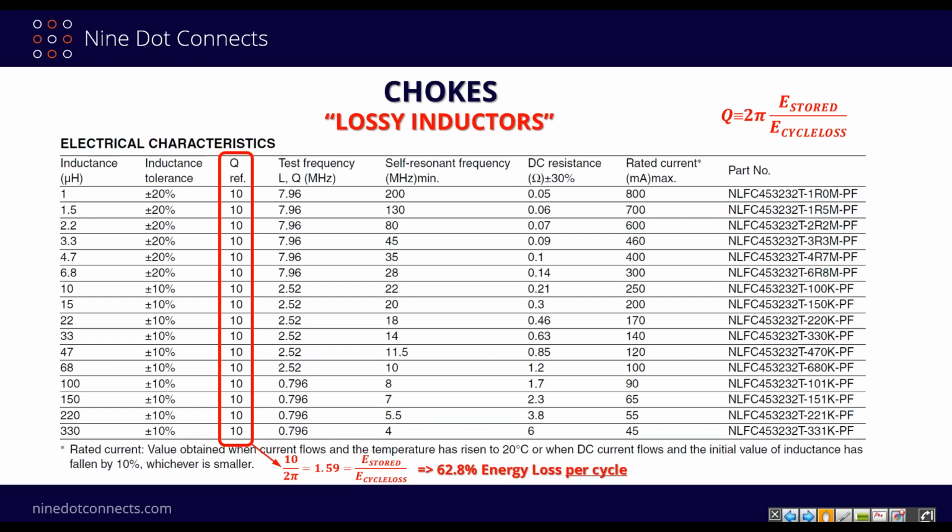Well, Q is equal to 2 pi times the energy stored in the inductor divided by the energy per cycle loss. If you go out and do that calculation for a Q of 10, you find out that 63% of the energy is lost per cycle. That's a whopping big amount. 63% of the energy is lost per cycle. That would not make a very good switching power supply. Chokes are not the same as inductors. They're designed to be lossy.